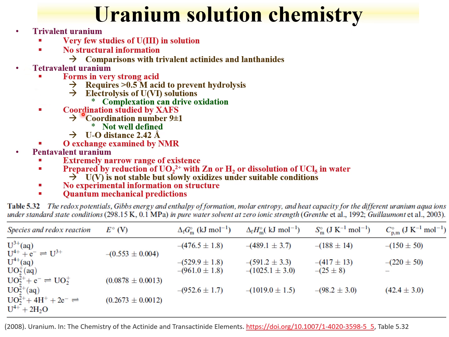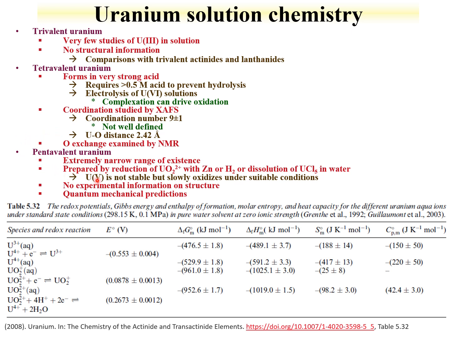Tetravalent uranium is stable in very strong acid, and the strong acid is required to prevent hydrolysis. You can prepare tetravalent uranium from uranium-6, where you can perform electrolysis on systems, reduce uranium-6 to uranium-4, and have complexes in the solution which will help stabilize the resulting uranium-4 species. Like other actinides, uranium-4 has a large number of coordination sites. Coordination number of 9 is expected.